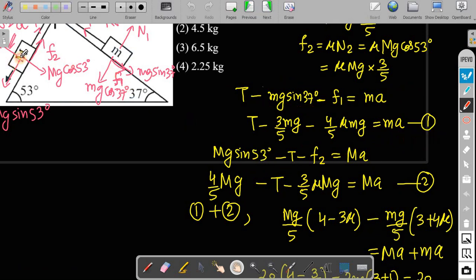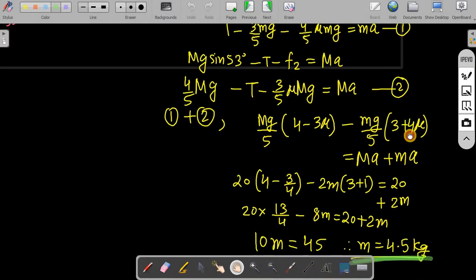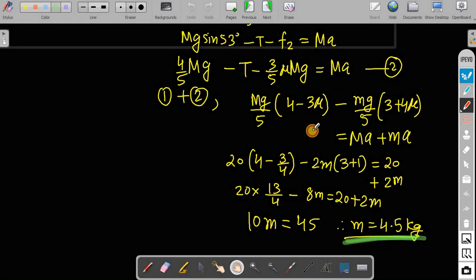Similarly, if you take the bigger one, capital M, here it is going down, so component of mg is greater. mg sin 53 degree minus tension minus friction, because tension and friction are opposite. This is mass into acceleration. So once you get this, simplify this, values are given, you need to do calculations. After that, substitute, calculate.